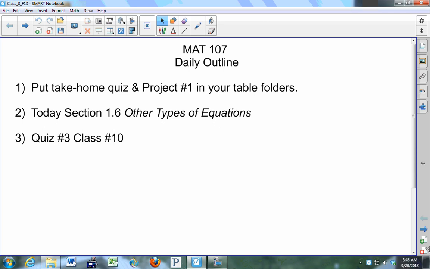Okay, can we stop the chatter? Thank you. Okay, so today we're going to start section 1.6. This is, I think, the last section in chapter 1. No, maybe there's one more. But we're going to cover this over 2 days. There's a lot of other types of equations in section 1.6. So we'll cover most of it today, and then a little teeny piece on Monday, and then we'll go into more stuff.